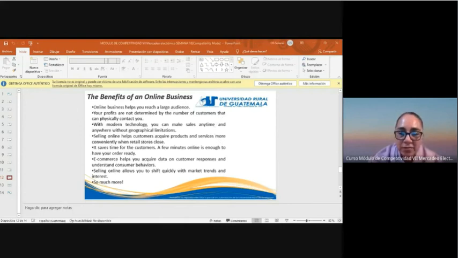Electronic commerce helps you acquire data and customer responses and understand customers' behaviors. It will also help you when you know the customer target that you are selling to. Selling online allows you to shift quickly with market trends and interests, and so much more. So remember all the benefits that you have, all the cost savings, all the audience that you can reach, all these companies, clients, and customers that you can get selling online.